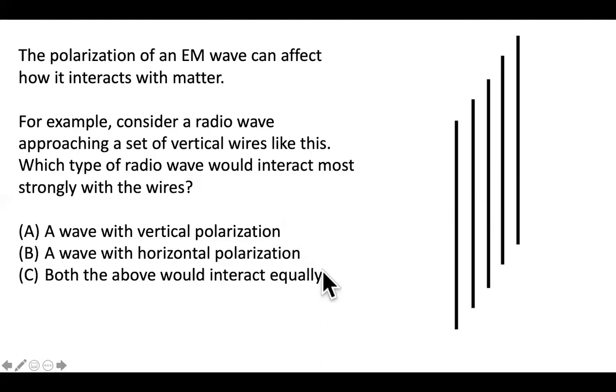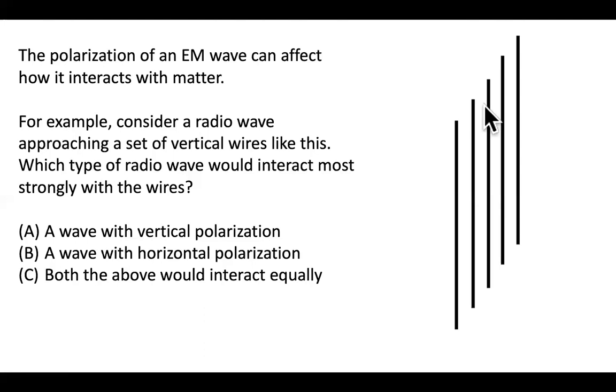I would ask you to think about that. Would the wave with vertical polarization interact more? The wave with horizontal polarization interact more? Or does it really not matter? The answer is, in fact, the wave with the vertical polarization interacts more with this set of wires. The reason being, if it's vertically polarized, the electric field goes up and down. It grabs charges in these wires and happily pulls them up and down the wires, creating lots of current.